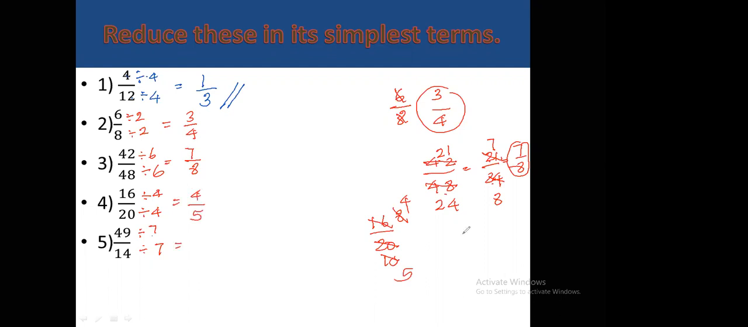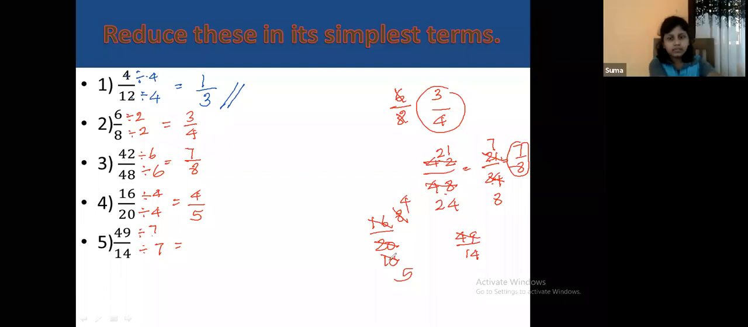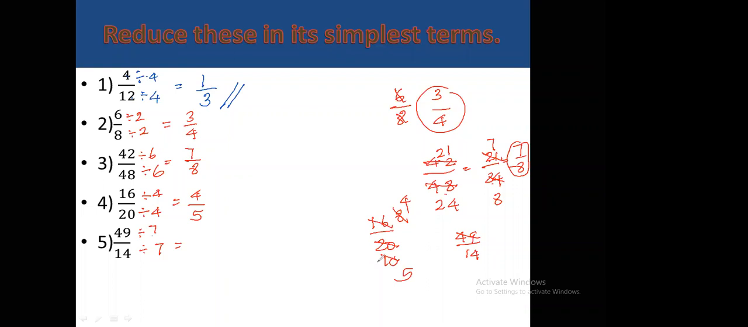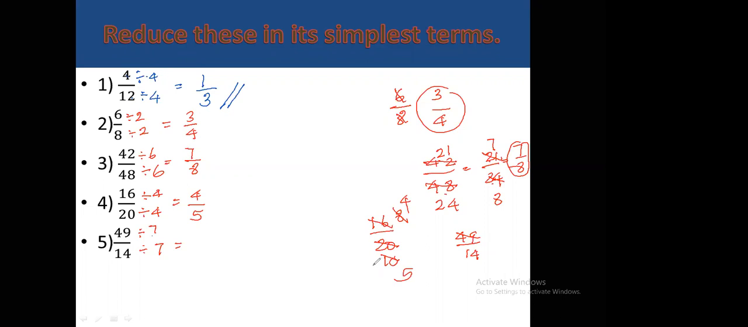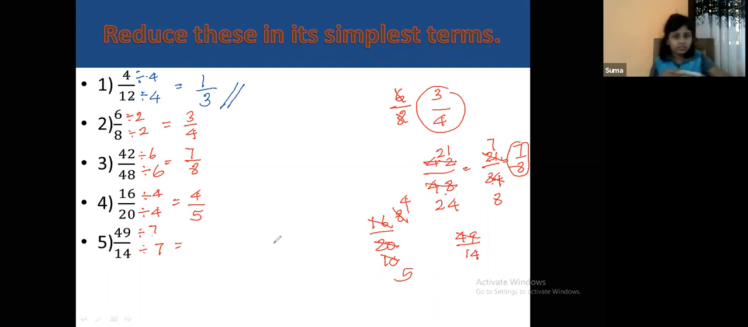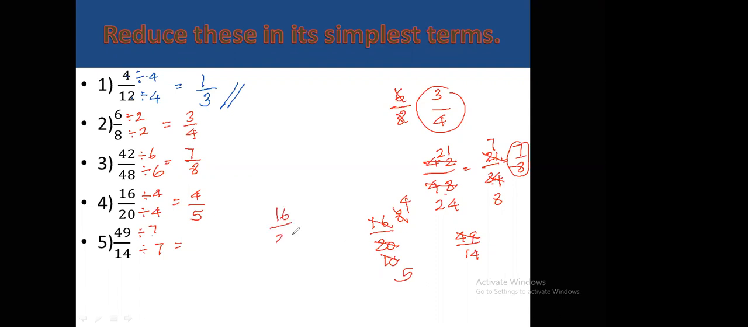Now, 49 over 14. Teacher, can we divide this and put 4 over 10? 4 over 10. Excuse me, teacher. Yes, teacher. I had a power cut. Really? Why? What do you ask, Sanuka? 16 over 20, divide by 2, 8 over 10 comes. Again divide by 2, 4 over 5. Our answer is 4 over 5.